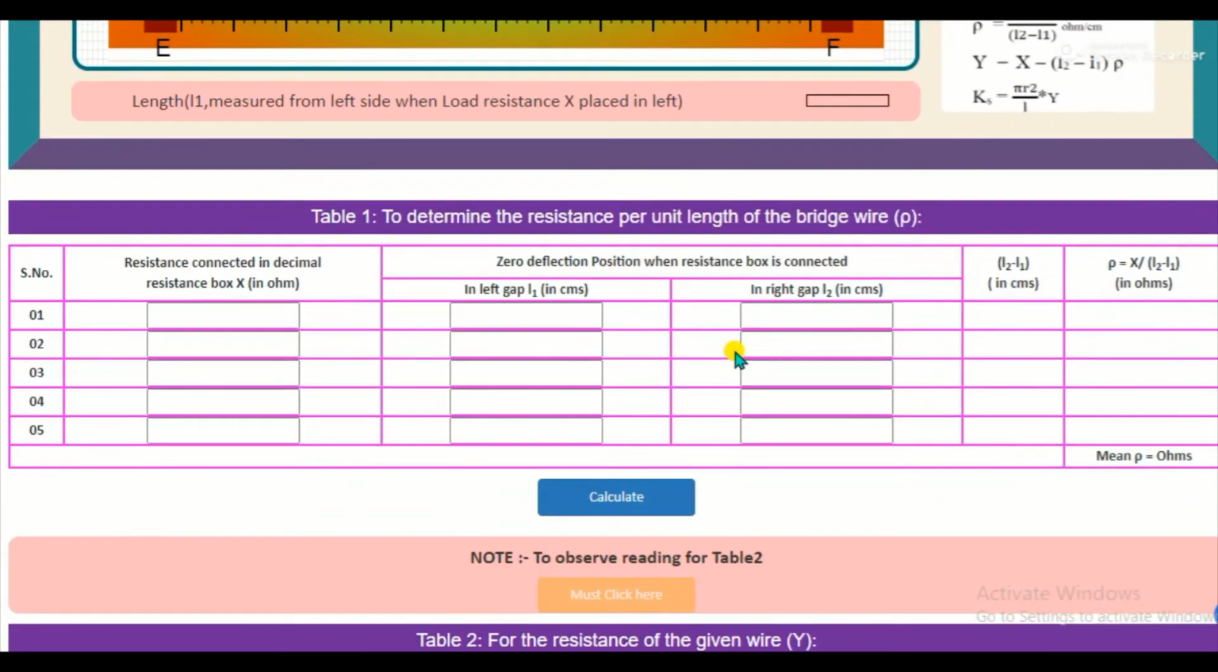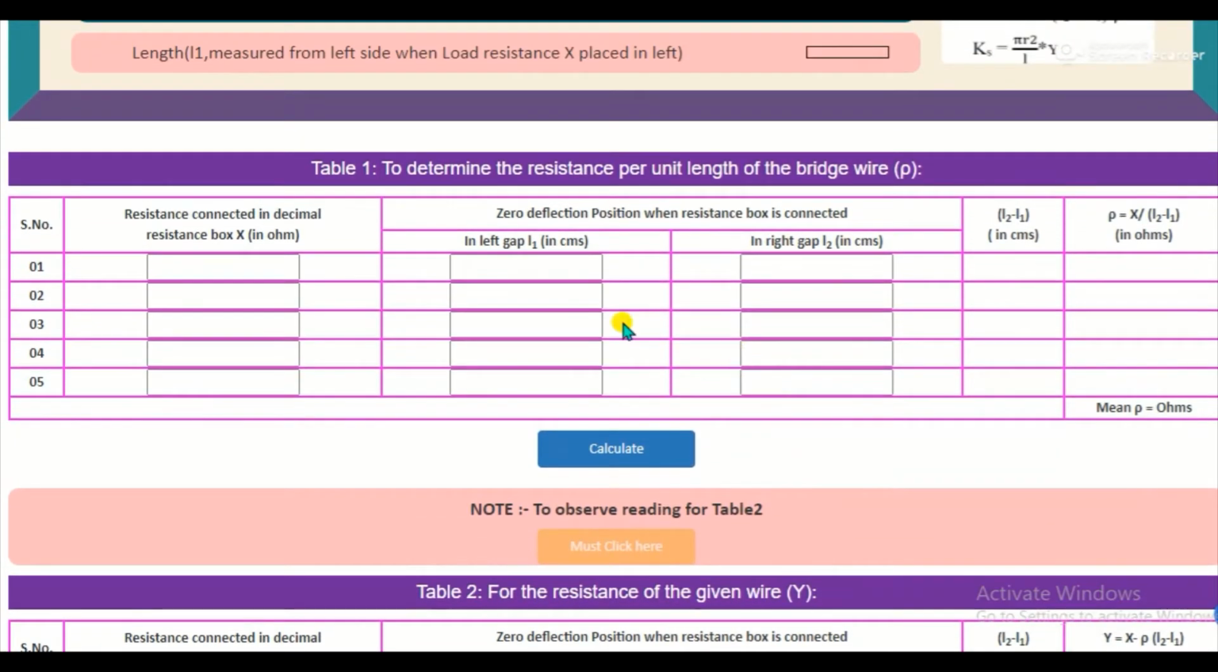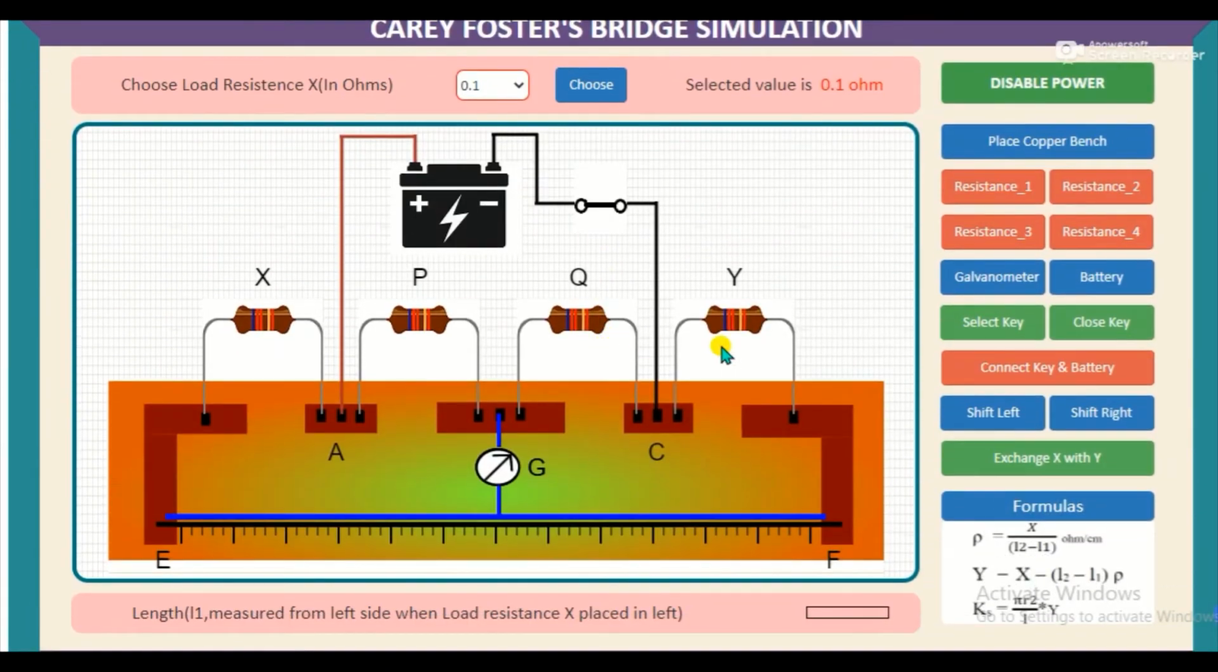Let me show you the table which is present. This is the observation table. Resistance connected in decimal resistance box X in ohm, serial numbers 1 to 5 are present. Zero deflection position when the resistance box is connected in the left gap is known as L1, and in the right gap this is L2. Both are measured in centimeters. The difference is here; this will be calculated by itself. We have to put the values here. So let us start the experiment.